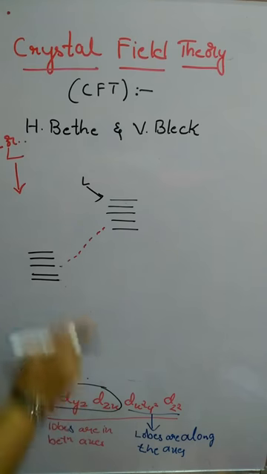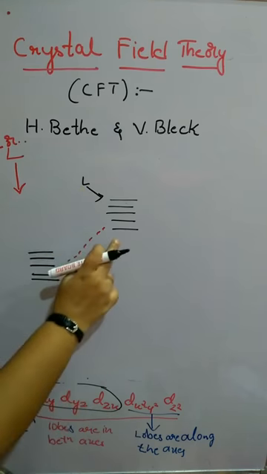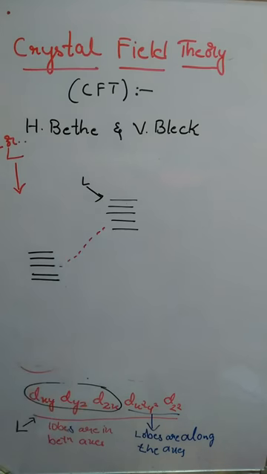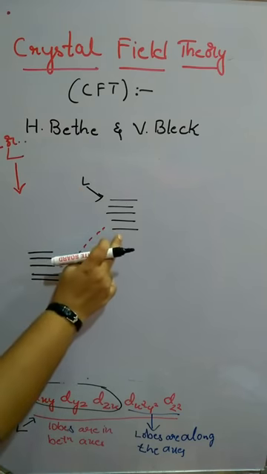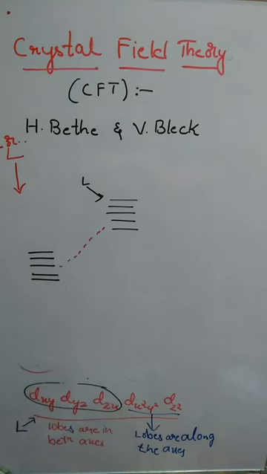At that time, if the orbitals of the ligand and the orbitals of the metal are coming in the same orientation, either in between the axes or along the same axis, however it is, then those orbitals will experience more repulsion.